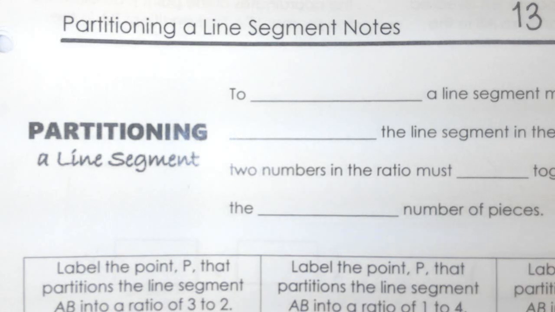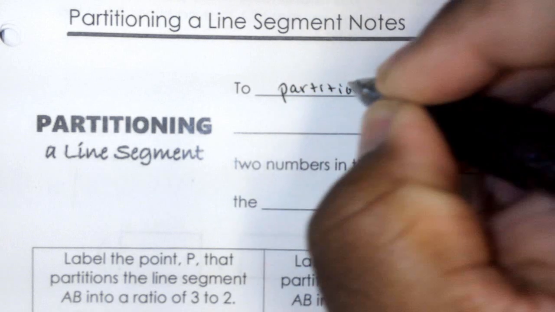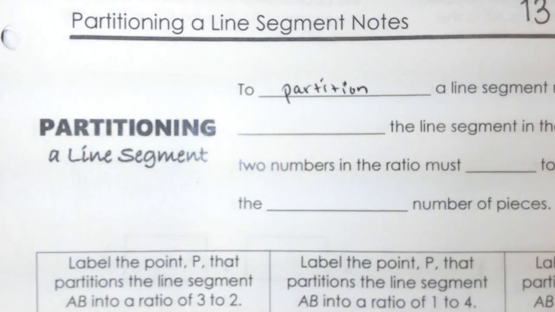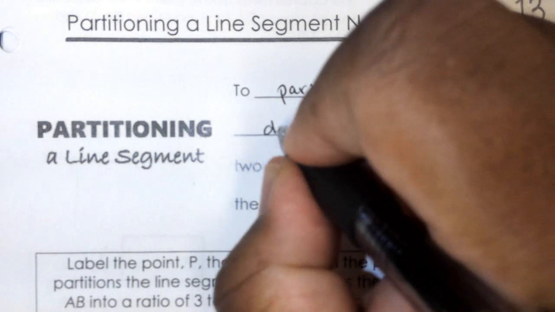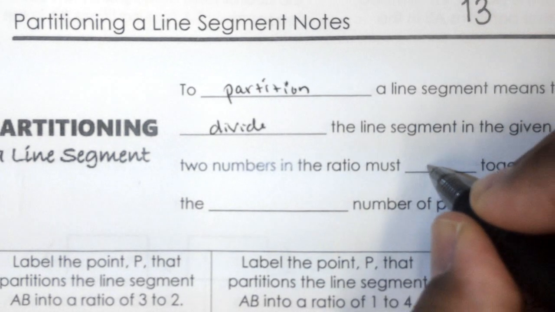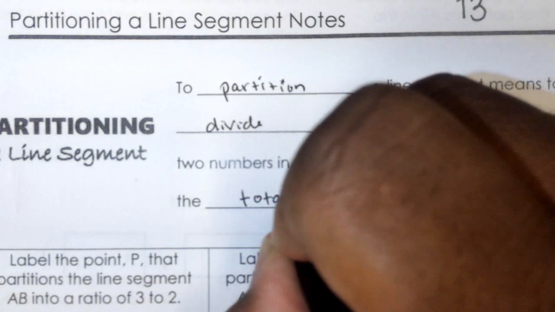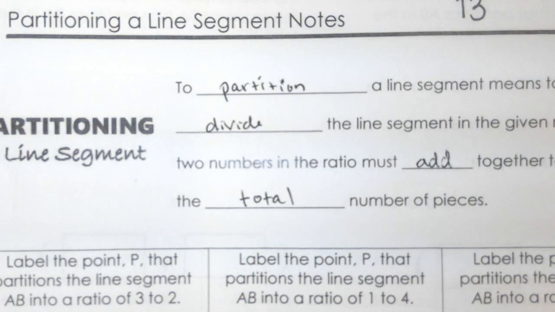Alright, so this is partitioning a line segment notes. 2. Partition a line segment means to divide the line segment into a given ratio. The two numbers in the ratio must add together to equal the total number of pieces. That's the key part too. Make sure you add those numbers together, because we're going to end up dividing by those numbers at the end when we do our math.